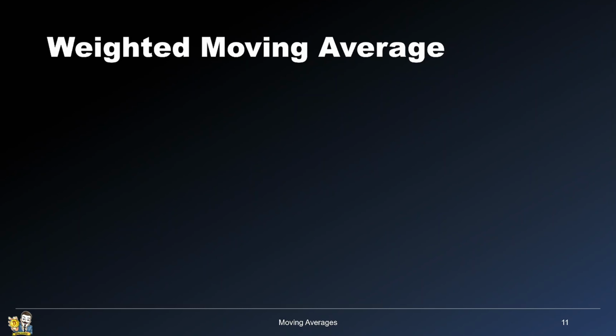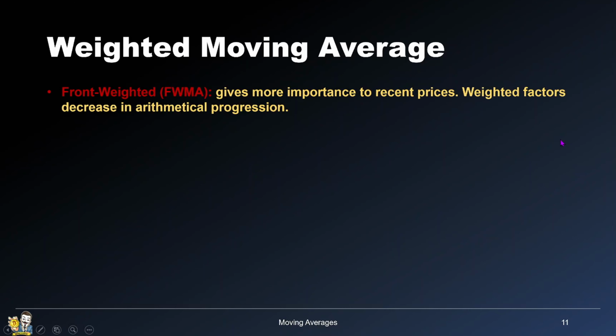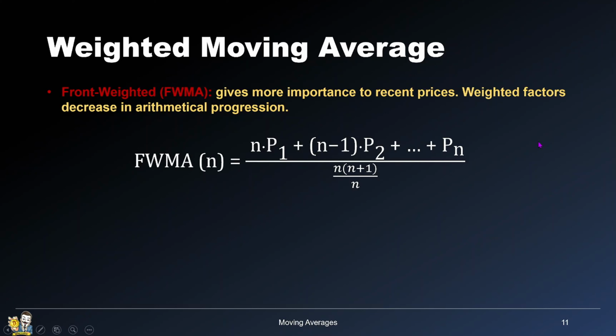There's also something called a weighted moving average, like the front-weighted MA, which gives more importance to recent prices, just like the EMA. But here the weights decrease in an arithmetic progression. This is the formula for the FWMA. It might look a bit complicated at first, but let's take a simple example.